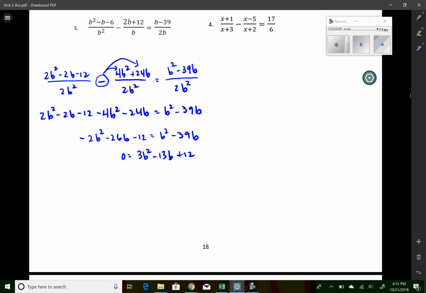Factor. So to factor this, I need to figure out, well, what multiplies to make positive 36, but adds to make negative 13? Negative 9 and negative 4. So now I could split this up using that AC method.